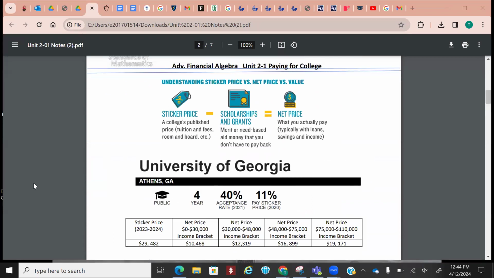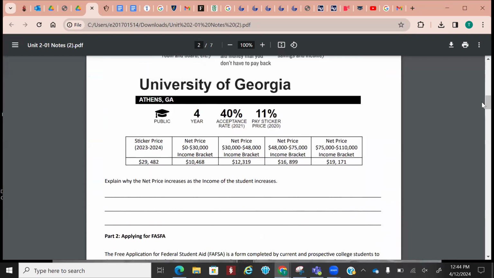Okay, understanding sticker price versus net price versus value. The sticker price is a college's published price. Scholarships and grants are merit or need-based aid that you don't have to pay back. And then net price is what you actually pay, okay? So again, at UGA, sticker price is $29,482. Net price is $10,468. And this is all based off of the income bracket. So that's how much people are making.